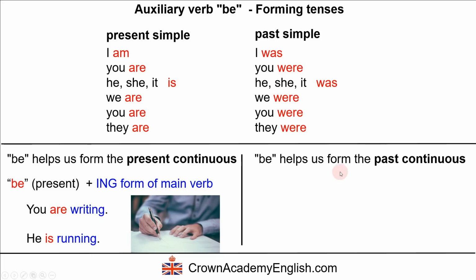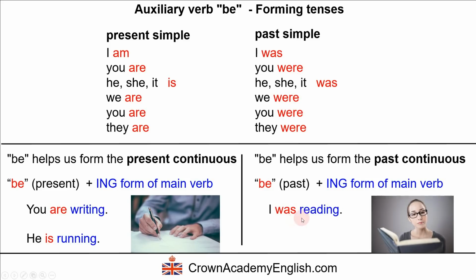Be also helps us form the past continuous. And the form is again the verb be, but this time in the past form. So this, followed by the ing form of the main verb. I was reading. They were playing. Okay?